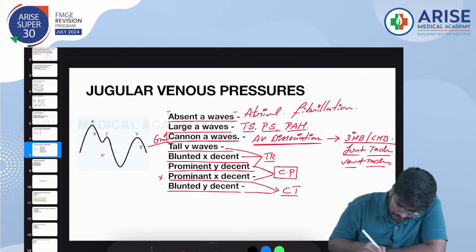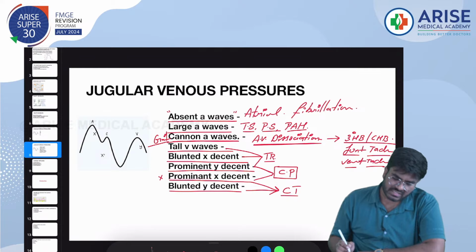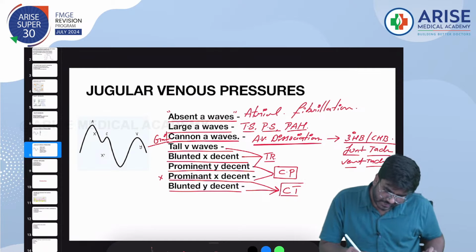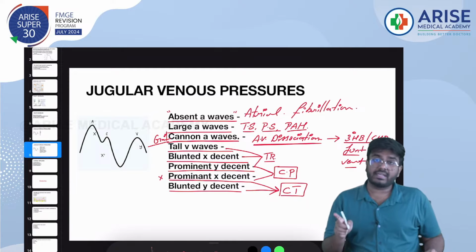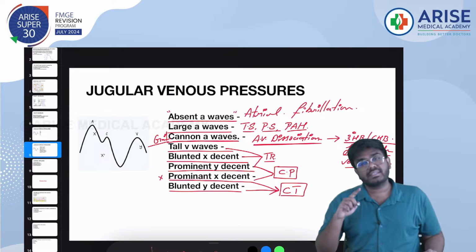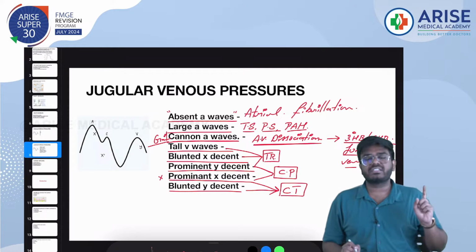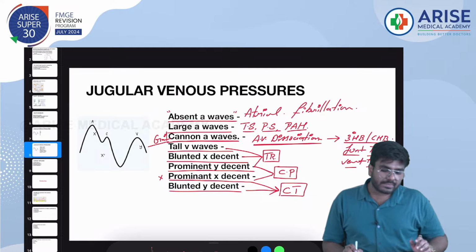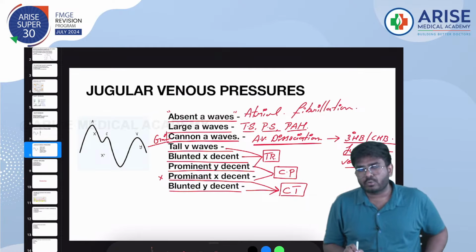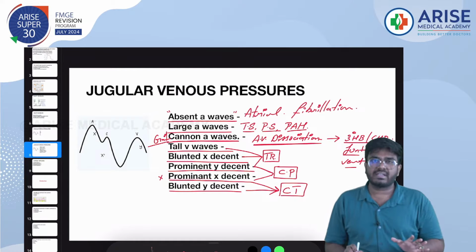So let me write clearly. In cardiac tamponade, what JVP findings are going to be seen? The JVP findings in cardiac tamponade are prominent X, blunted Y. In constrictive pericarditis, both prominent X, prominent Y. In tricuspid regurgitation, the patient is going to have 3 JVP changes: one is the tall V wave, blunted X, prominent Y. So these are the JVP abnormalities that I want you to know for your exam. If you know this, definitely there is a chance that one question will be coming from this slide for sure.